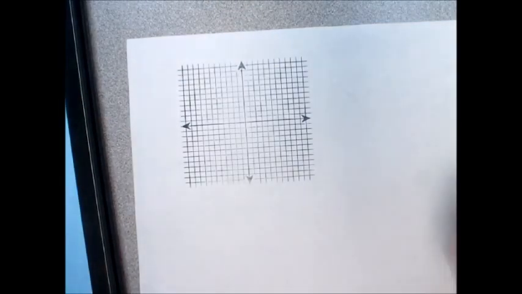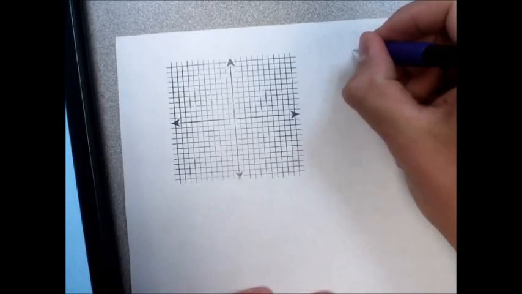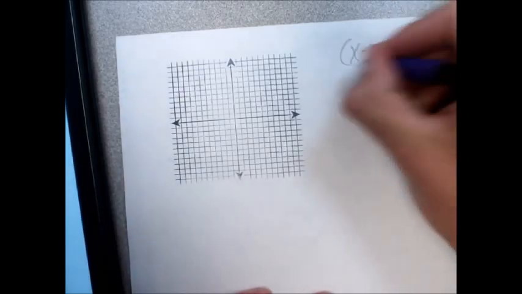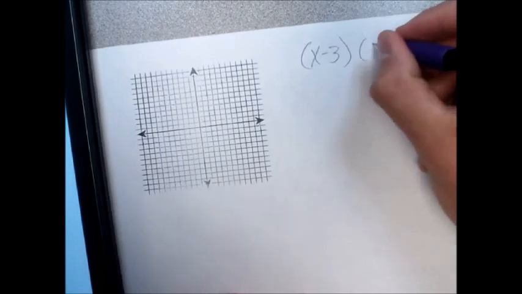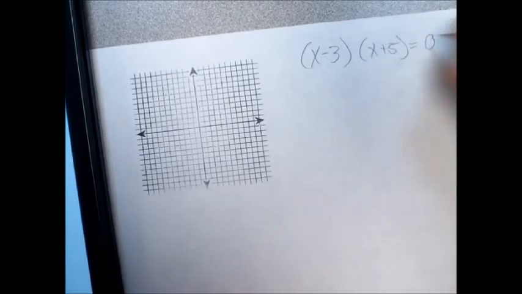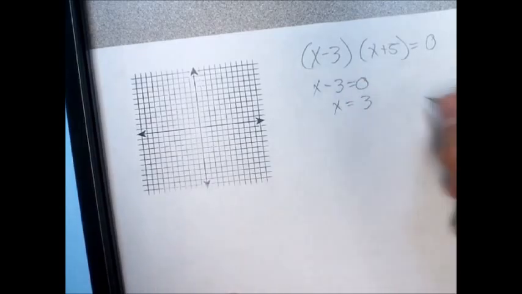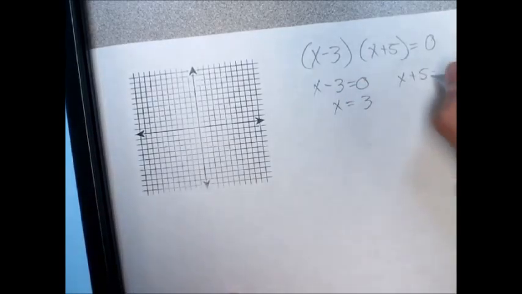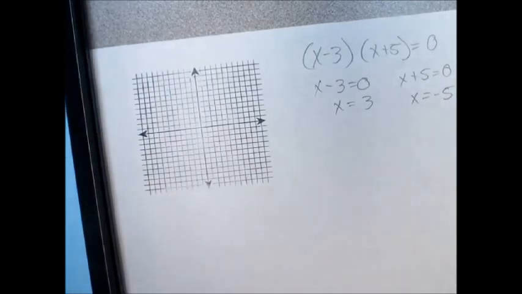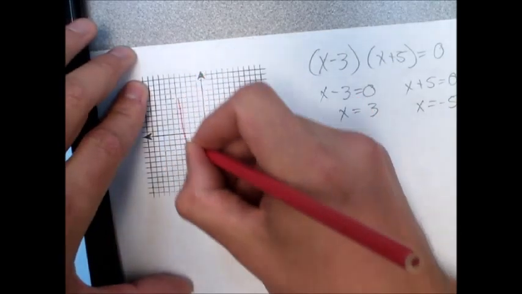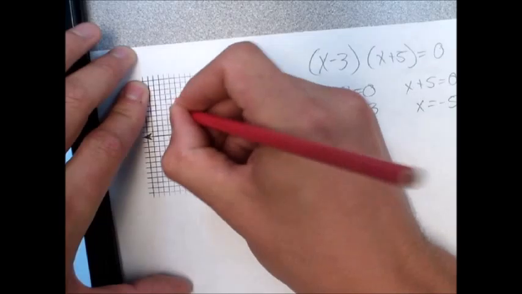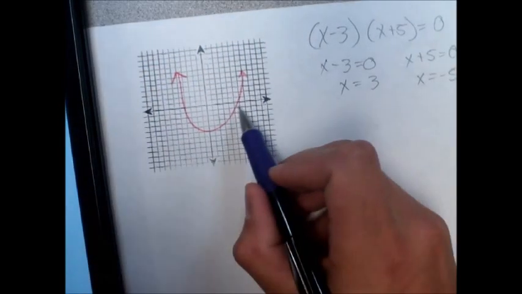Okay, when we talk about the zeros of a parabolic function, we're used to seeing them like x minus 3 multiplied by x plus 5 equals 0. And then we solve each of these equations for when they equal 0. Right? We're used to seeing this. But when I talk about the zeros on a graph, I'm talking specifically about where it crosses the x-axis. Okay? It's where my y equals 0.